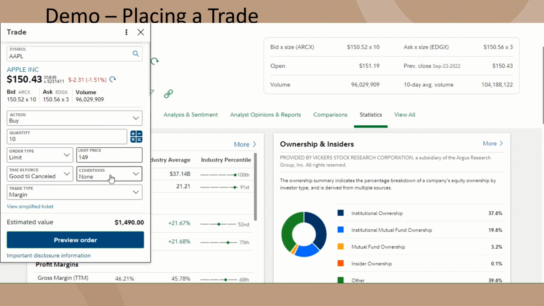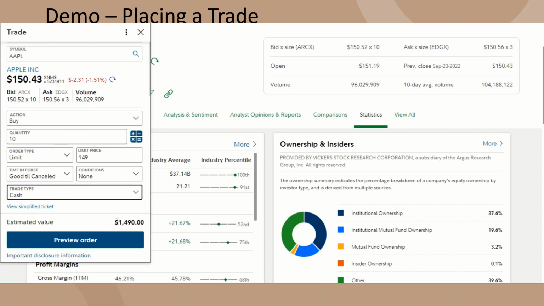So you don't have to come and place the order again for the second day if it didn't get executed in the first day. So this is also very popular, good till cancelled. And there are conditions, you don't have to put anything. And then the trade type, you can put cash. Only if you're an advanced trader, I would suggest you look at the margin option. For a beginner, focus only on the cash trade.